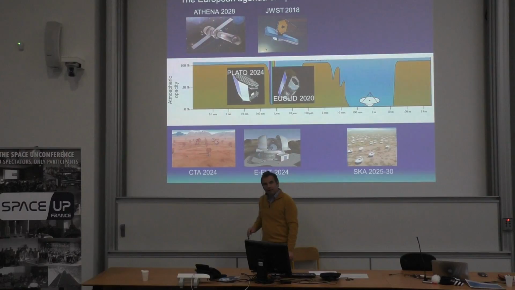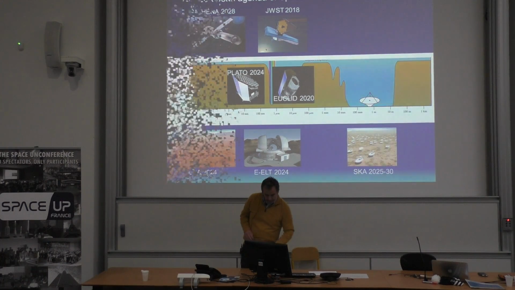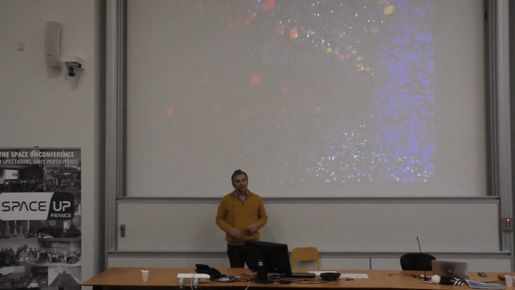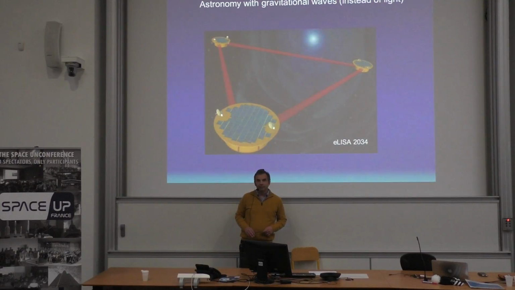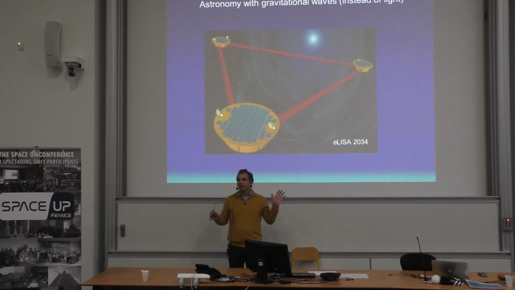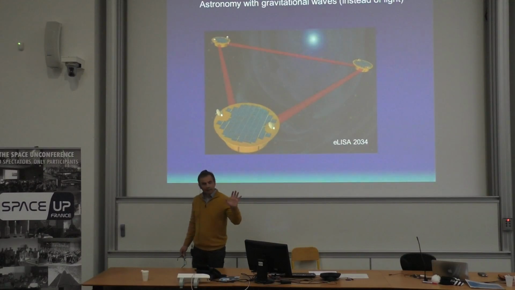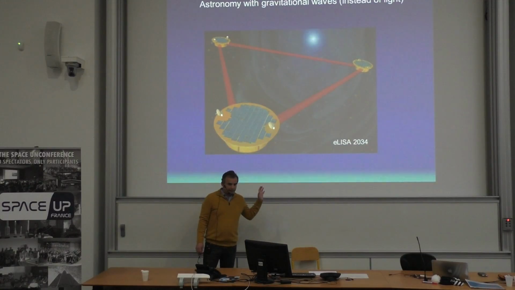And for space astronomy, Athena is a big and performant X-ray telescope that will be built by Europe, and it will be launched in 2028. And last but not least, something very different is also coming. All that I showed before were observatories that are able to detect the light. And ELISA, that is supposed to be built in 2034, will be an observatory of the gravitational waves.